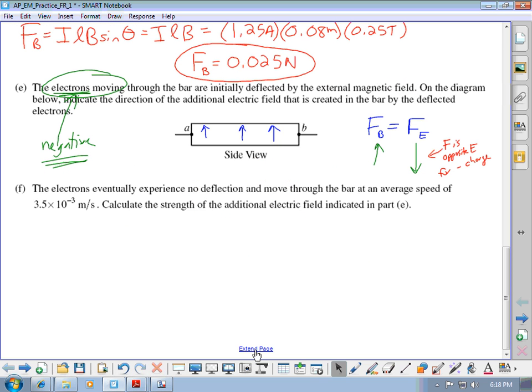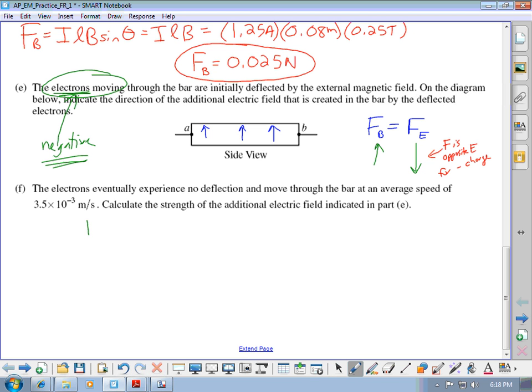Part F, the electrons eventually experience no deflection, and they move through at an average speed of 3.5 times 10 to the negative 3 meters per second. Find the strength of the additional electric field indicated in part E. So this is not the electric field that we had before. That's still acting. This is just this additional electric field.